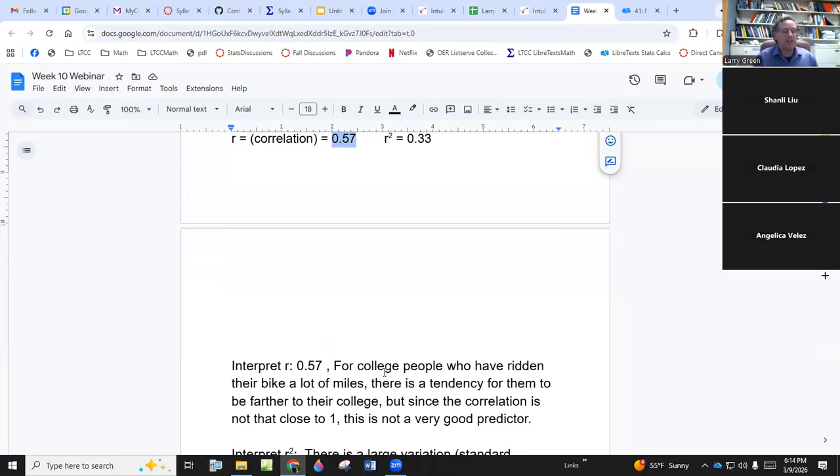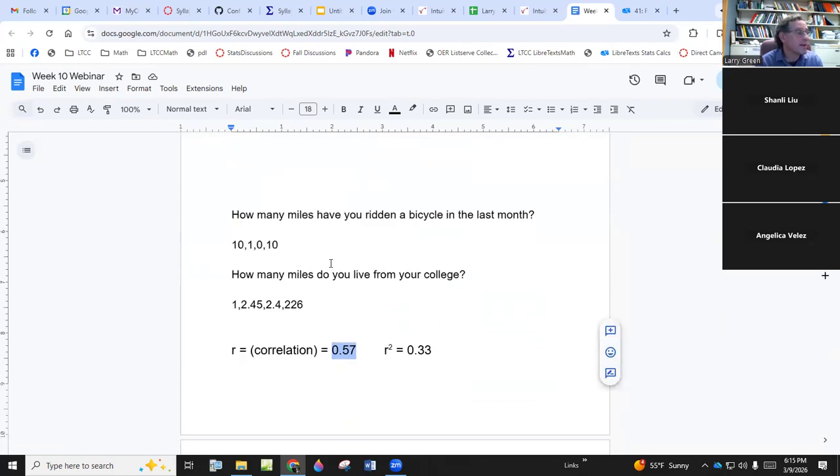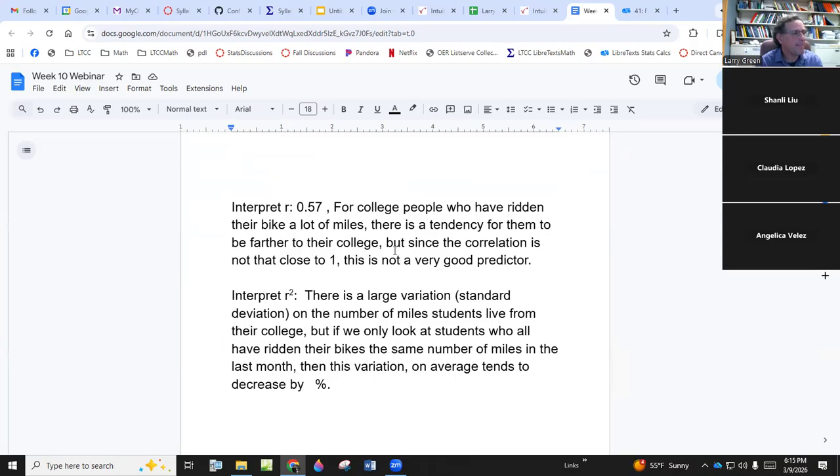Whereas if R was really close to 1, then we say that the first is a very good predictor of the second. Or in this case, the number of miles is a good predictor of how close you are to the college. Or vice versa. You can go either direction, it turns out, for predicting. Any questions on that, kind of the idea of R? And we'll get into more of these later. Any questions?